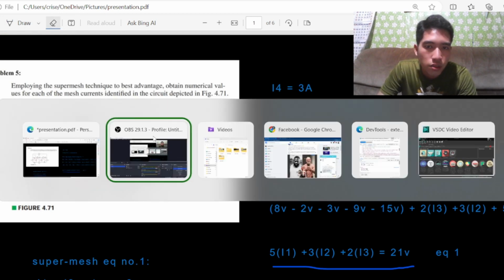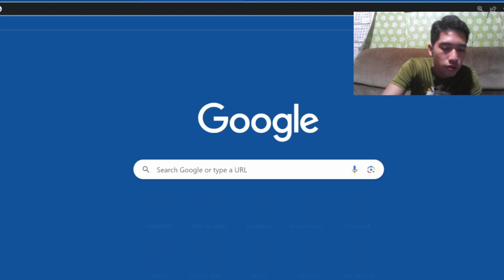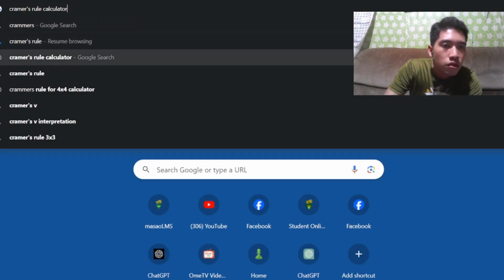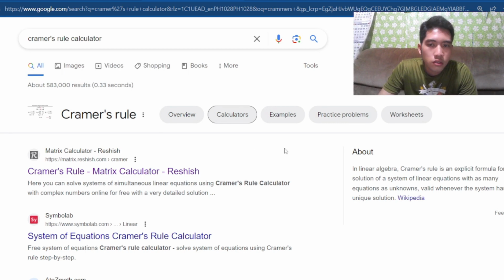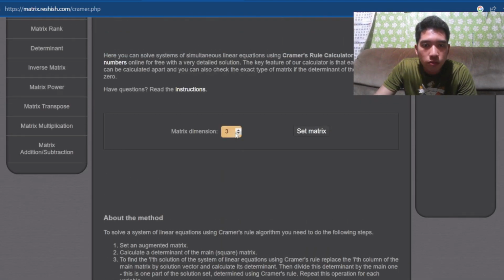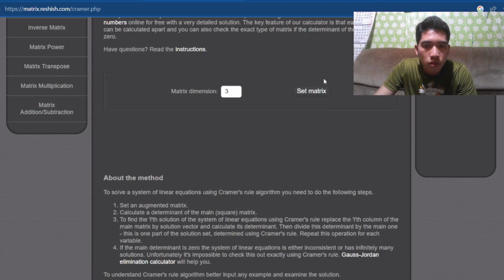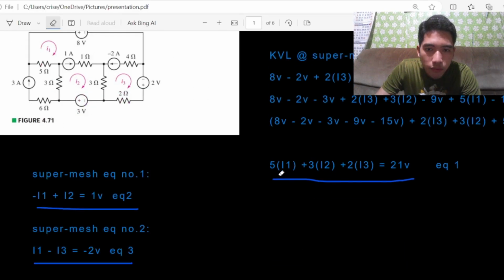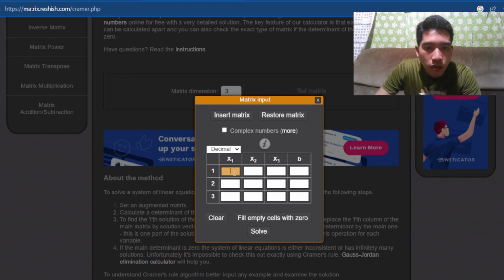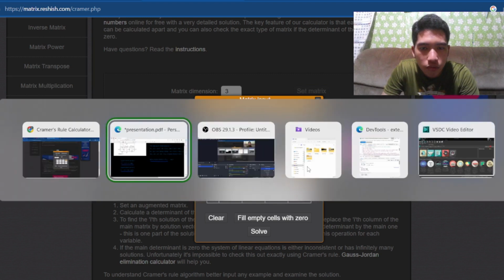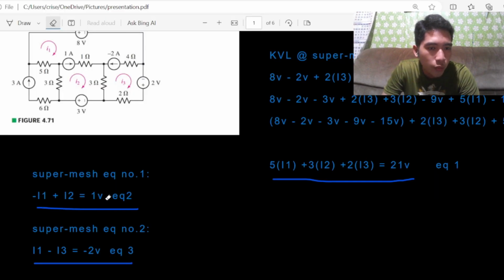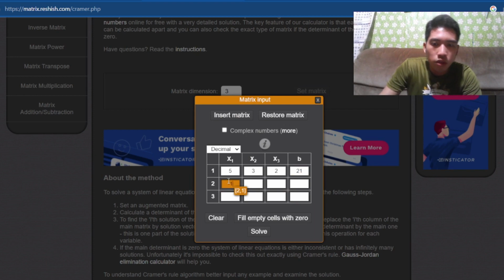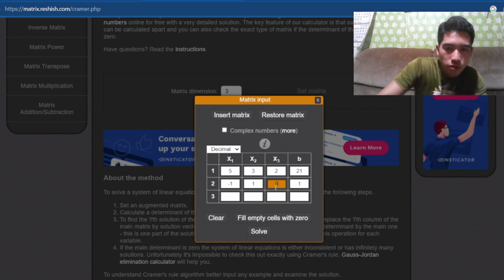So we're going to use a calculator to solve this. We're going to type Cramer's rule calculator, and we're going to set it into a 3x3 matrix. Now we're going to type the values for each current. So we have 5, 3, 2, and 21. We also have negative 1, 1, and 1. Here, we'll put 0 since there is no value for that.